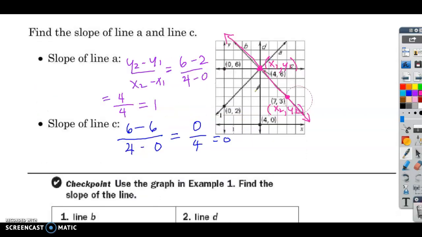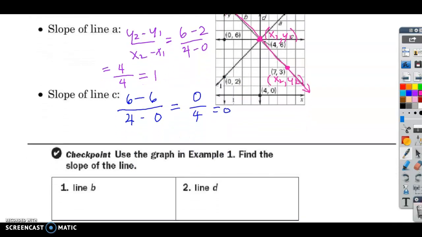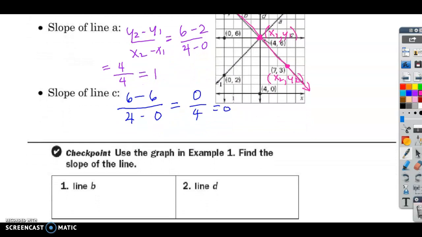Moving on to line B in this pink color. If I scroll down, I've got my 2 points that I named x1, y1, x2, and y2. So y2 minus y1 over x2 minus x1. Now we already know the truck's going downhill, so the slope should be negative. Let's see what happens. 3 minus 6 is negative 3. 7 minus 4 is 3. Negative 3 over 3 is negative 1.